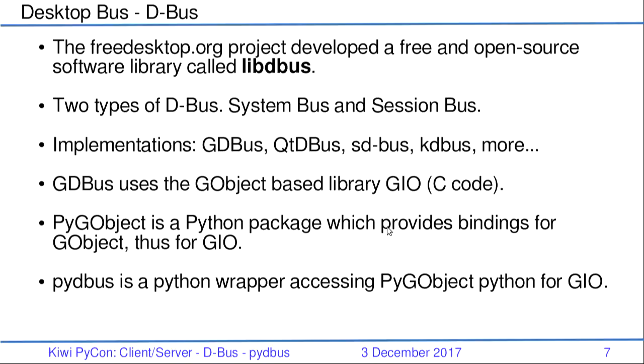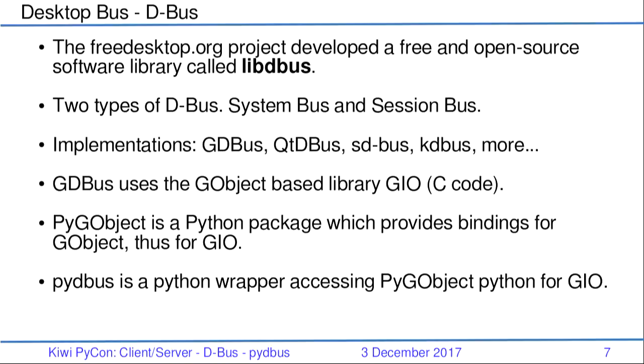Some aspects of the dbus: the freedesktop.org project developed a free and open source software library called libdbus, which you may have heard of. It's a pretty standard distribution. When we're working with the dbus, there are two buses we can work with. One's the system bus, and one's called the session bus. We'll start off using the session bus, and then later on do some system bus work. The specification has been implemented using, for example, gdbus, and the Qt libraries have a Qt D-Bus. There's also sd-bus, the systemd bus, kernel dbus, and more.